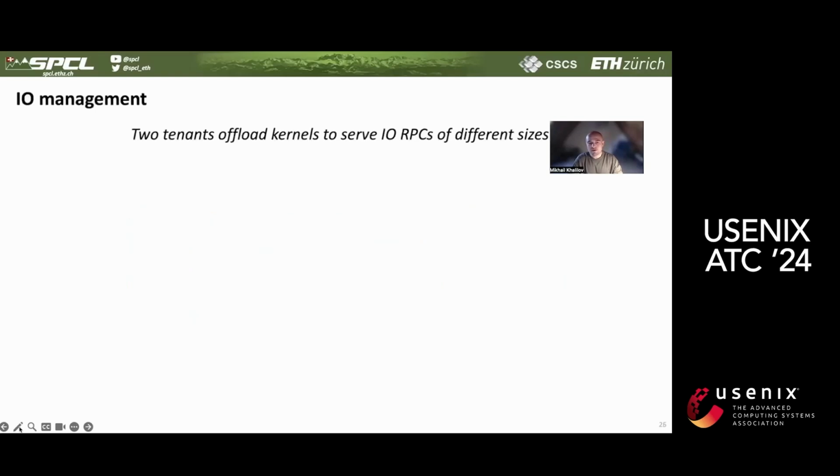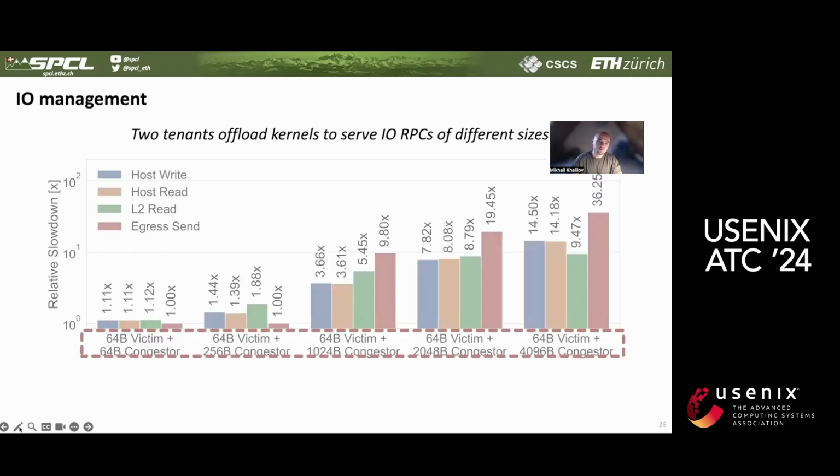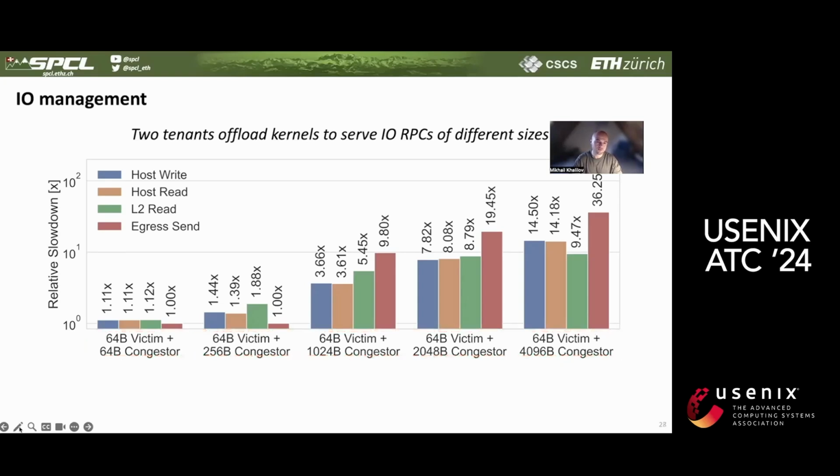The second problem is when the NIC DMA engine is shared between I/O-intensive applications with different request sizes. Here we show how the kernel completion time of the victim flow with 64-byte I/O request can be affected by the congester with larger I/O size. Depending on the type of I/O operation, we notice 10 to 35 times slowdown for the victim tenant.